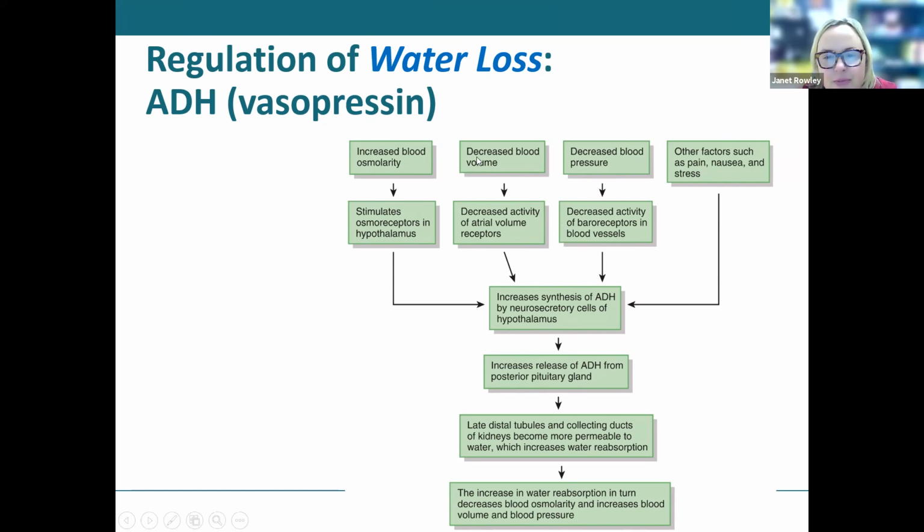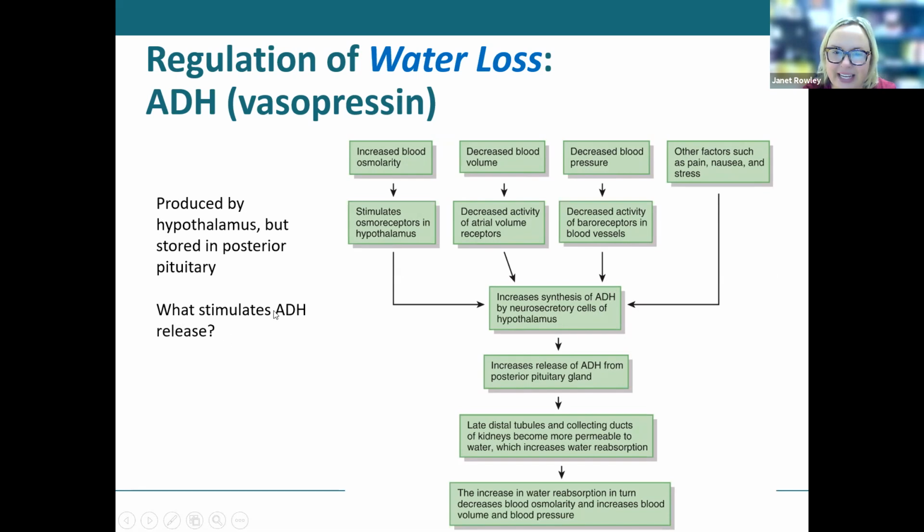If we have decreased blood volume, that's also going to trigger this whole set, because the atrial volume receptors cause ADH to be made. Decreased blood pressure is detected by the baroreceptors in our blood vessels, and that also causes ADH production. Other factors like pain, nausea, and stress also cause the synthesis of ADH. So ADH is produced by the hypothalamus, but stored and released by the posterior pituitary.